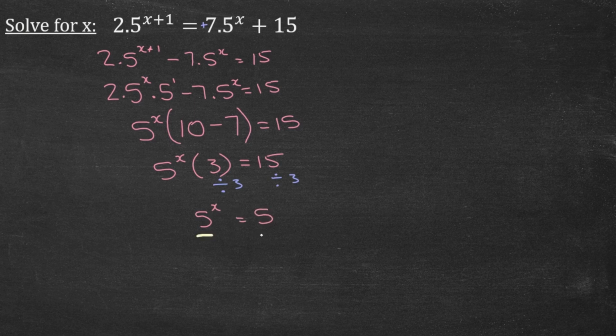Can you see that the bases are the same on the left and the right-hand side? That means we can ignore the base and equate the exponents. So that gives us x equals 1. Remember, it is 5 to the power of 1. We never write the exponent if it is 1. So the final answer is x equals 1.